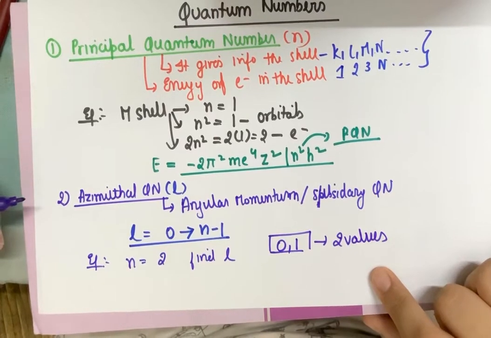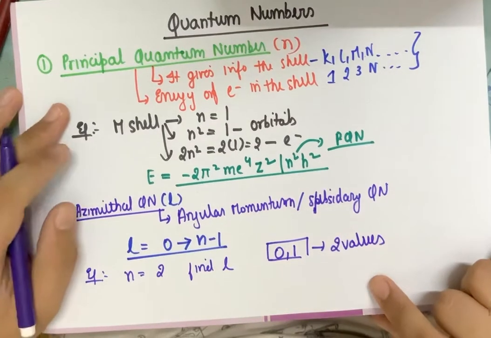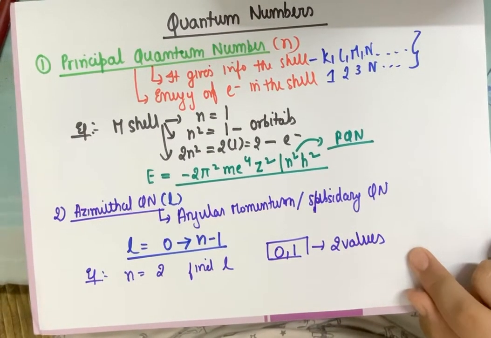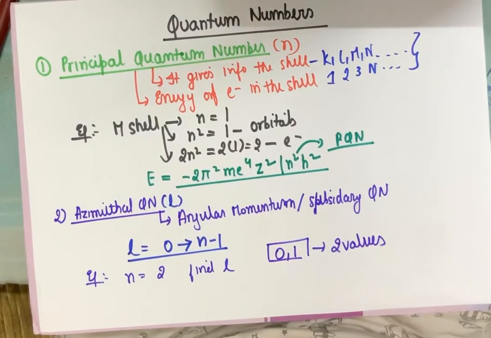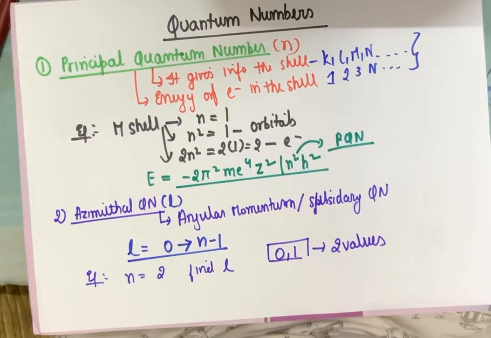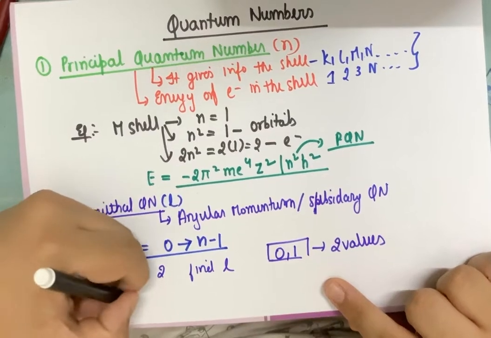Clear? Now, coming forward to the next part. Similarly, for any value of n that I give, I can get the value of L. Now the value of L also helps us. What is the role of this azimuthal quantum number? The role is that it helps us find out the subshell.